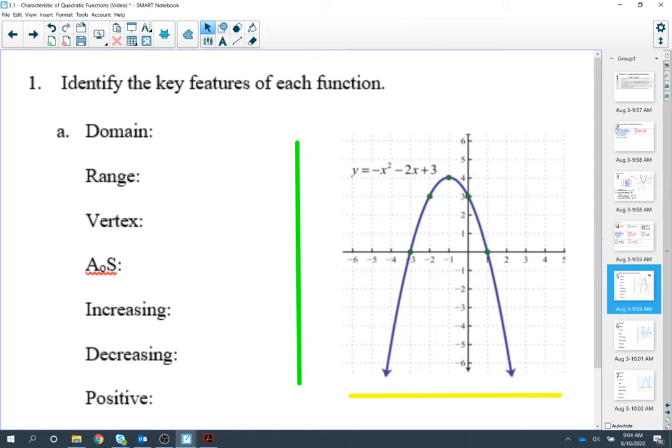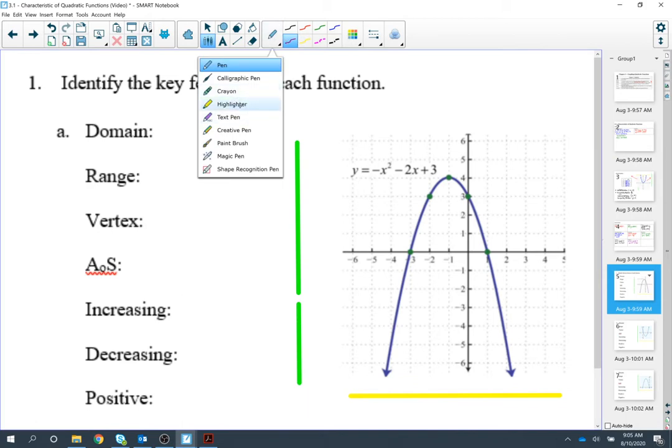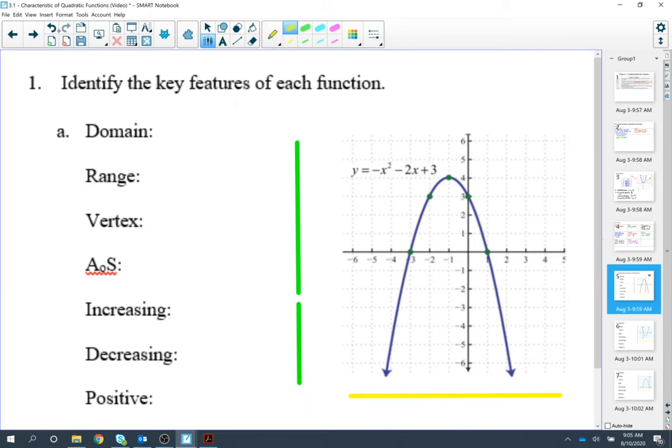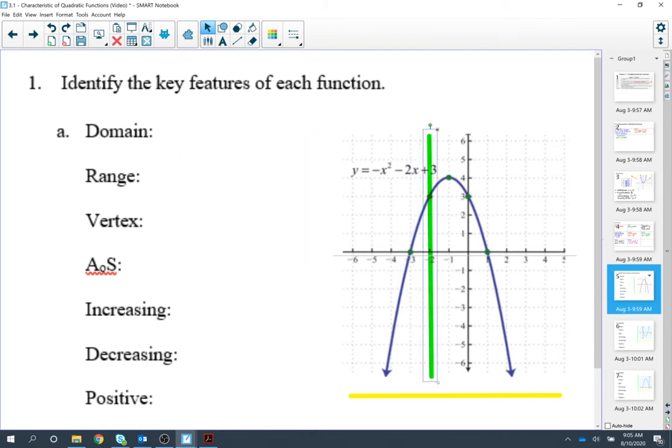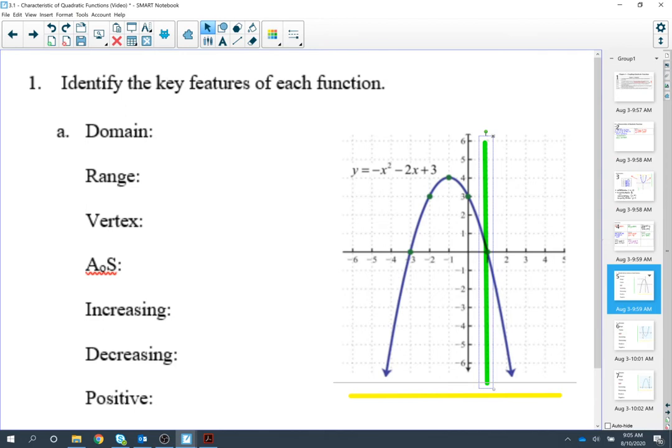Now, starting out with domain, that's all the x values of our graph. So, x values. Oh dear, let me fix my highlighter here real quick. There we go, I got it. So, domain, x values, highlighting x values. Here x is -1, here x is -2, here x is -3, etc.